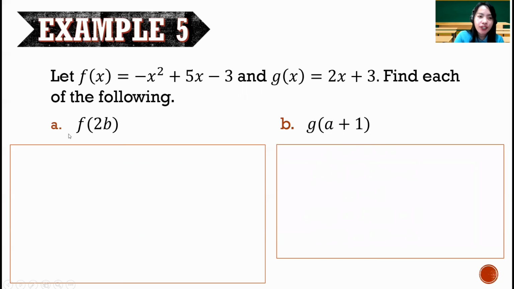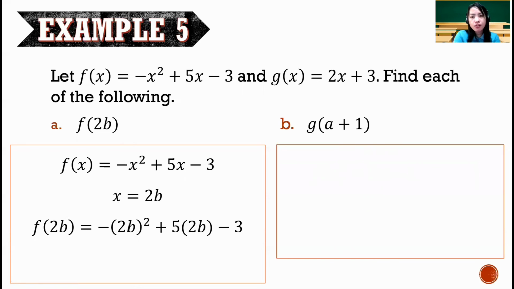So let's start with letter A. In letter A, the given function na gagamitin natin ay f kasi yung name ng function ay letter f. So f of x equals -x squared plus 5x minus 3. Ang given na value ng x ay 2b. Yun yung nasa loob ng parenthesis. To evaluate, we're going to replace or substitute all the x variables in the function with 2b. So that will be f of 2b equals negative, yung negative nasa labas ng parenthesis, and then the value of x, which is 2b, then squared, plus 5 times the value of x, which is 2b, minus 3.